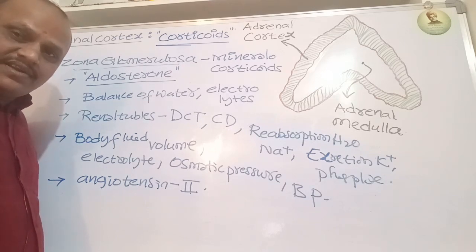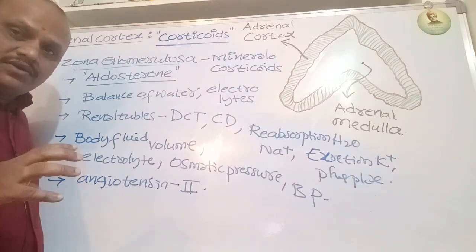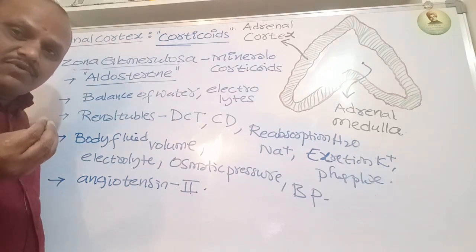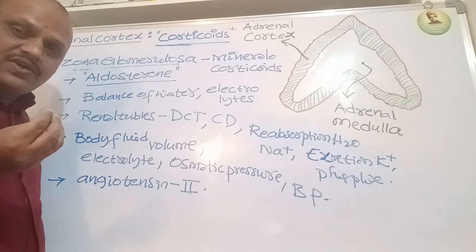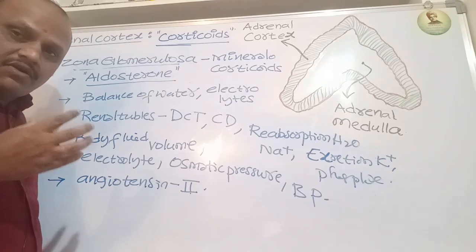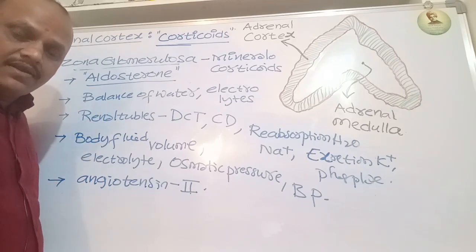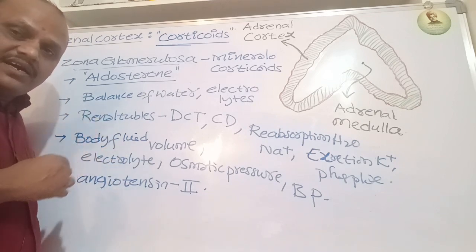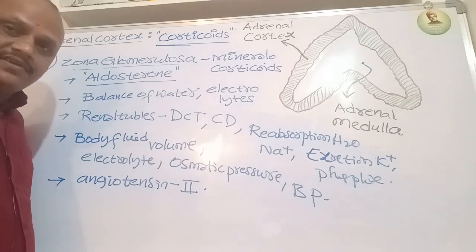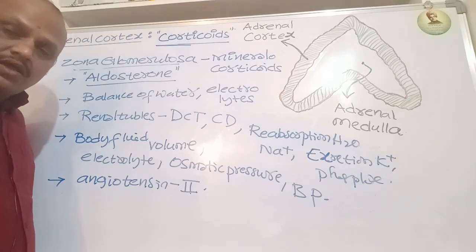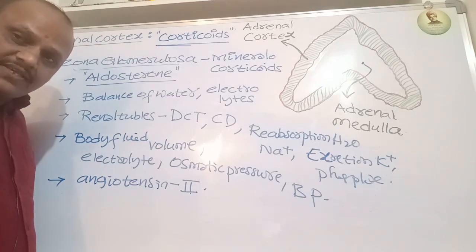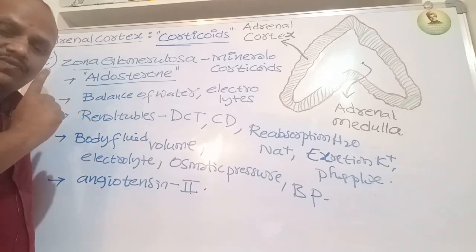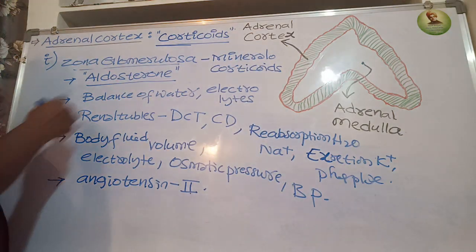The adrenal cortex is the outer tissue in the adrenal gland. The hormones secreted by the adrenal cortex are known as corticoids, and these corticoids are derivatives of cholesterol. The adrenal cortex is divided into three zones: zona glomerulosa, zona fasciculata, and zona reticularis. First, we are going to discuss the zona glomerulosa.